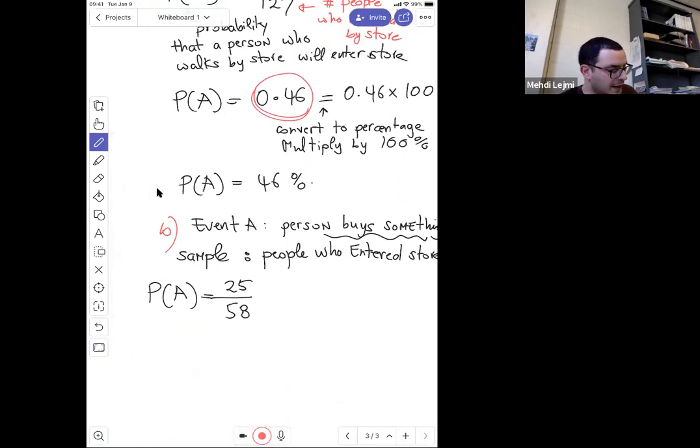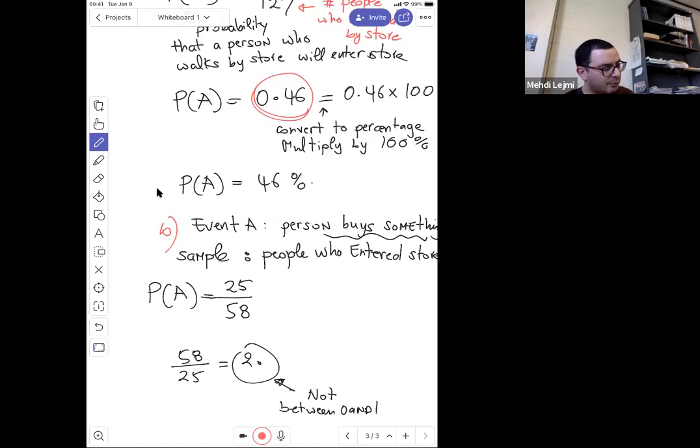But anyway, guys, if you do 58 over 25, you're going to get 2 point something. So you're going to get a number which is larger than 1, which is not between 0 and 1. So it means we made a mistake somewhere. There's something wrong somewhere, okay?